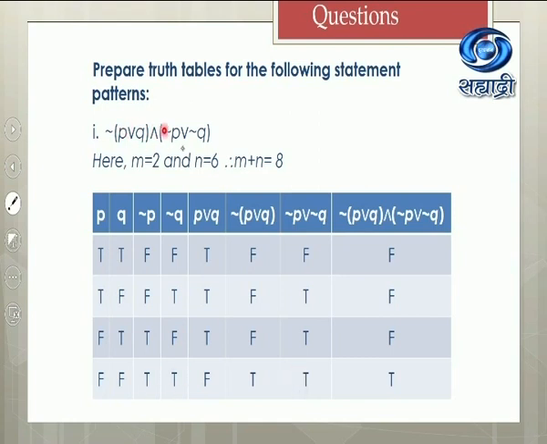Lastly, we want this entire statement. So the combination of this column and this column with and in between. So recollect the and table. If one is also false, then it becomes false. So false and false is false. False and true is false. False and true is false. True and true is true. And in this way your truth table is done.